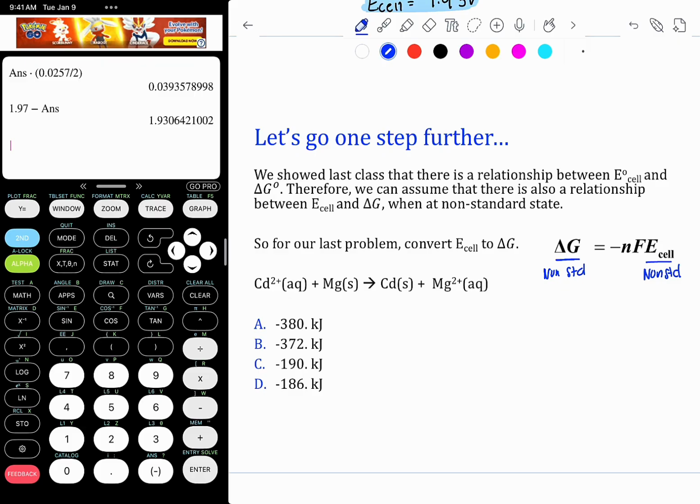Our Faraday constant that we can use here, let's say, is F is equal to 9.649 times 10 to the 4. That's our Faraday F. We already know the N from the previous problem as well. That was 2. So just plug in those values real quick and calculate your delta G.